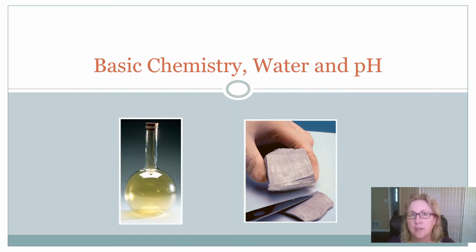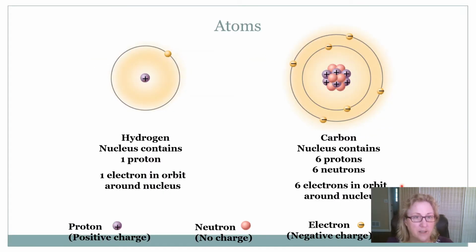All right, let's do a little review of some basic chemistry and the chemistry of water and how pH is measured. Those things directly affect biology. So the smallest unit we're going to be concerned with is the atom, and an atom has 3 subatomic particles that comprise an atom: protons, neutrons, and electrons. The nucleus of the atom is made of protons and neutrons.